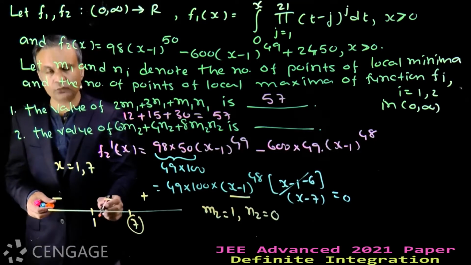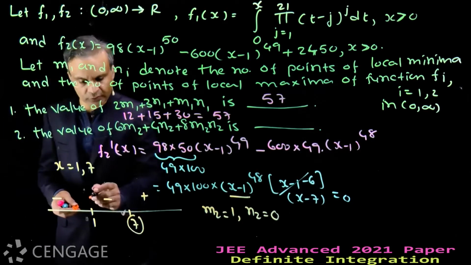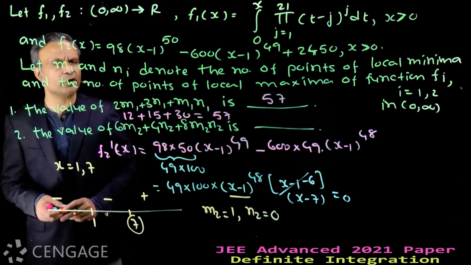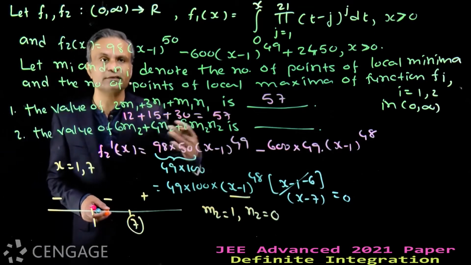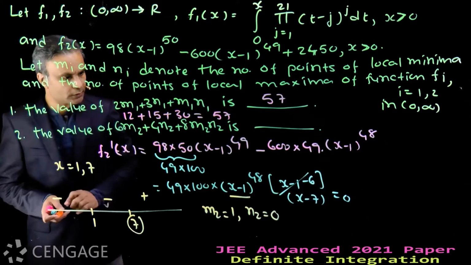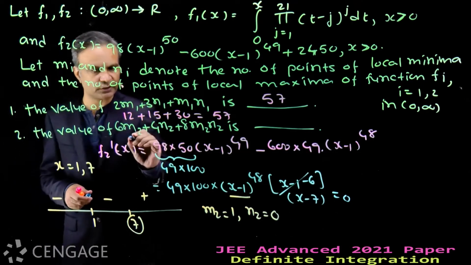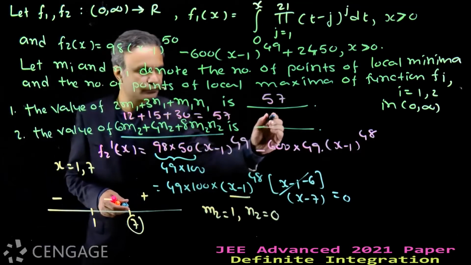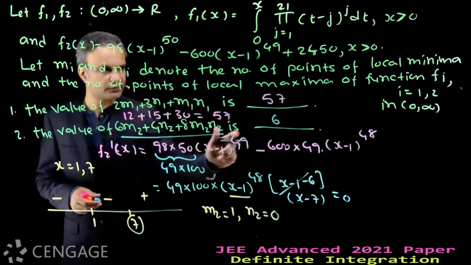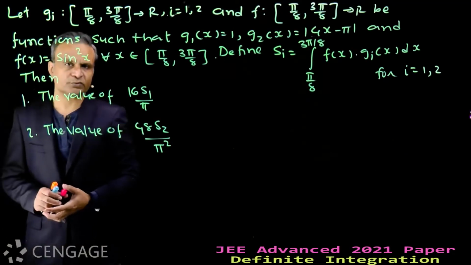This is not a point of minima or maxima, though the derivative becomes 0 at x equal to 1, but this is not a point of extremum. The reason is the derivative is not changing its sign. Okay, now we use these values here. We find the value of this expression as 6. Okay, we have 6 plus 0 plus 0 is equal to 6. Okay, now look at this question.